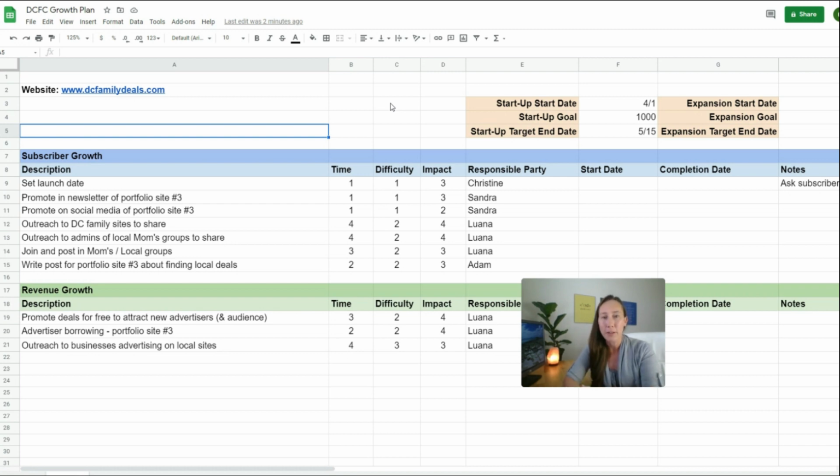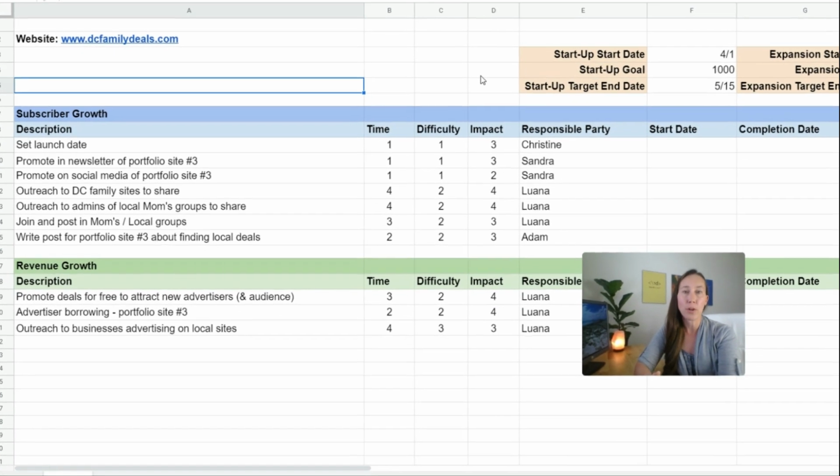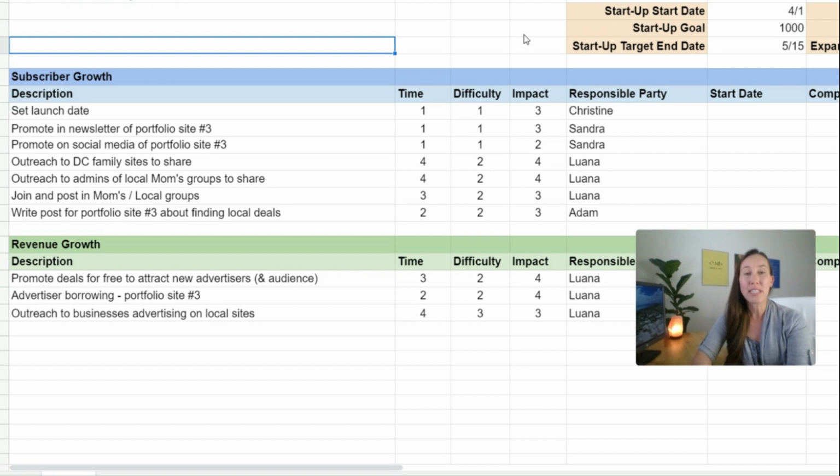So subscriber growth. Let's look at the ideas we have here. You're going to notice that we have a couple of sections, a couple of columns. The first is the description, just describing what the growth strategy is. We have the responsible party, when we will be starting that particular strategy, and then we can note when we've completed it so we can see how long it took us, and if we need to add any notes to further expand on that idea or any ideas that we've had on that particular strategy, we can do so there. Now, I did skip over these few columns, which I want to note. This is time, difficulty, and impact.